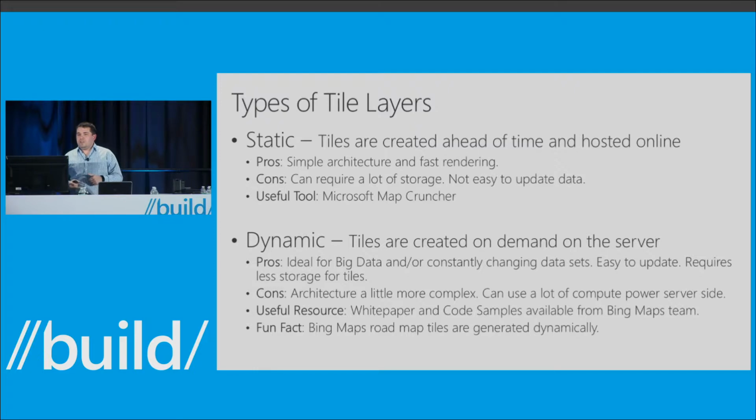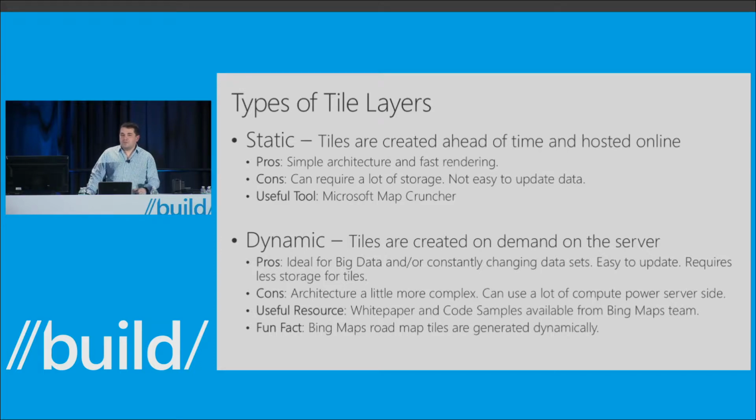Static ones is basically, let's say I have an image of a floor, the blueprint for a mall. And I want to visualize that on top of Bing Maps and make it so I can zoom in, zoom out, and pan. And since that data isn't really changing, static tiles is a great approach for that.